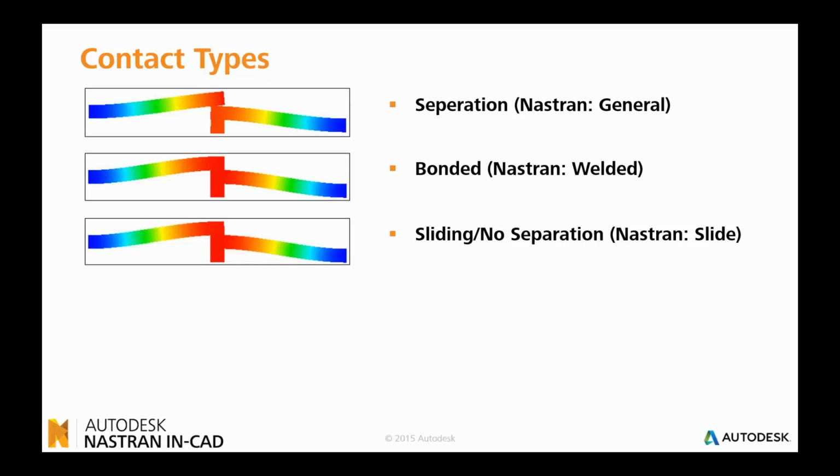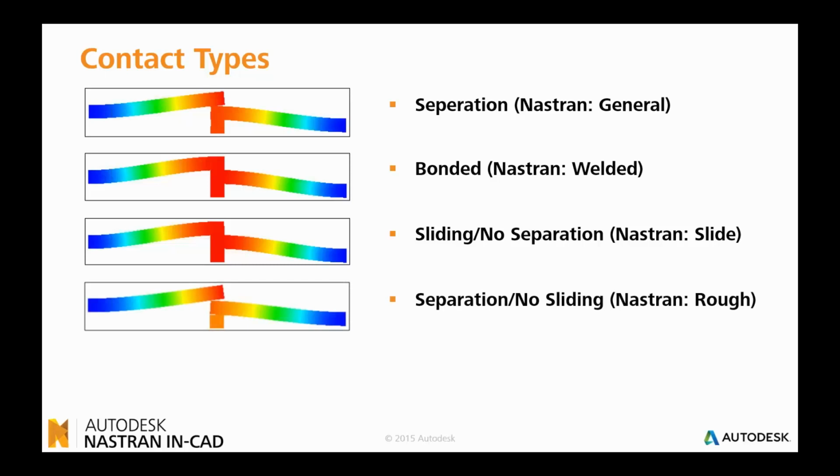Sliding, no penetration, enables parts to slide. Sliding, no separation, enables parts to slide but not separate from one another. It's referred to as slide contact in Nastran. So this contact can take into account things like friction, which is an obvious addition to this type of contact as well. And then we get separation, no sliding, which is referred to as rough contact.